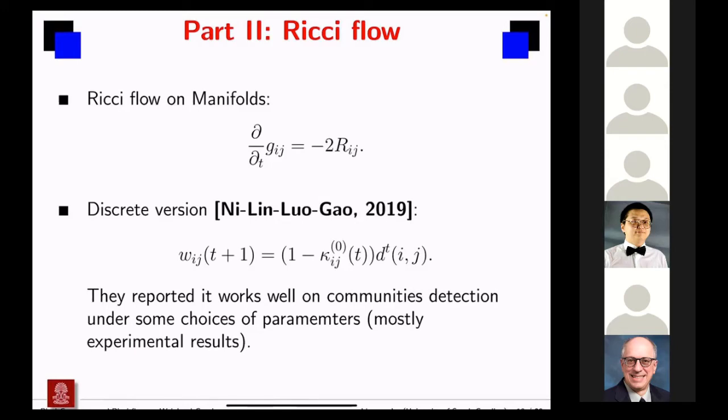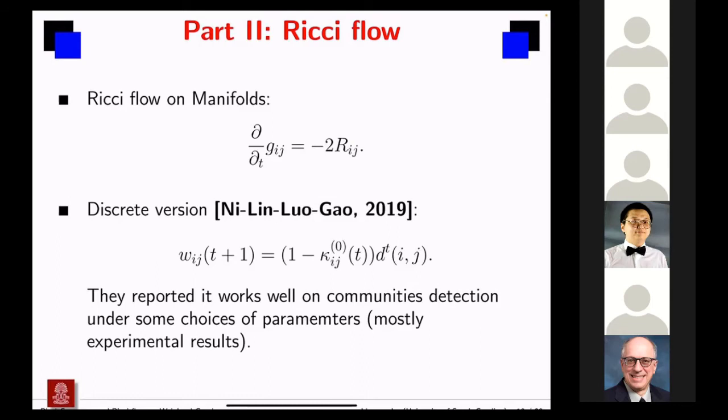In 2019, there were two papers, and one paper is by Ni, Lin, Lu, and Ka. They tried to generalize the Ricci flow to graphs, and they considered an iterative discrete-time update of the weight and the distance. They also assumed the weight and the distance are given by some fixed functions. They tried all different functions, and some functions work well to detect communities. So this is kind of interesting.